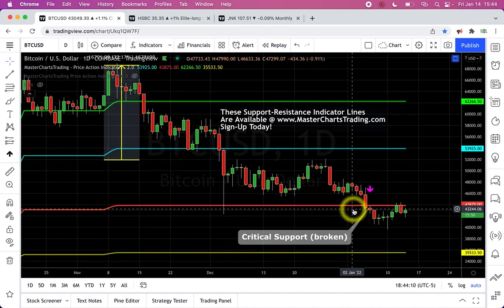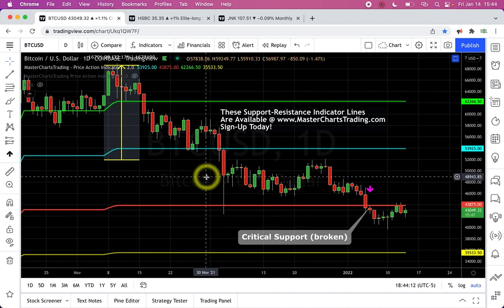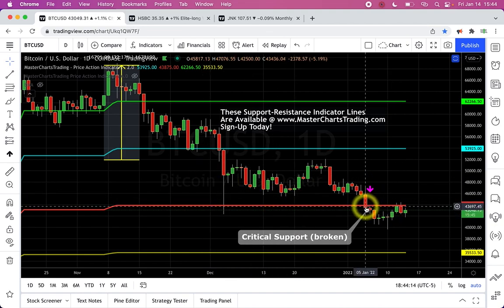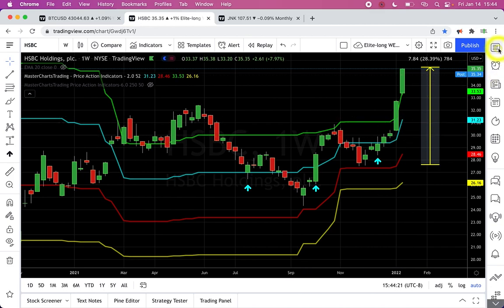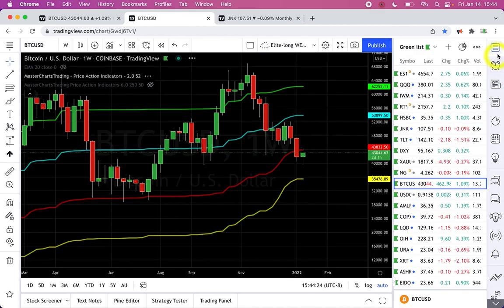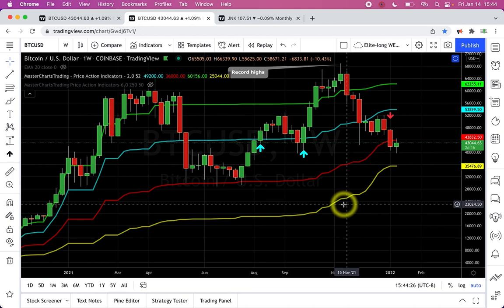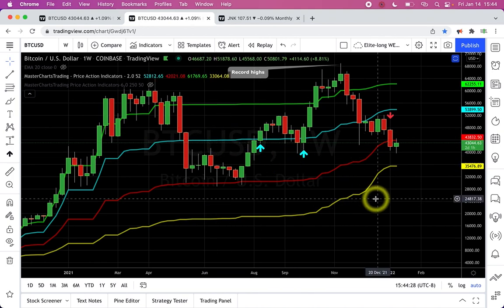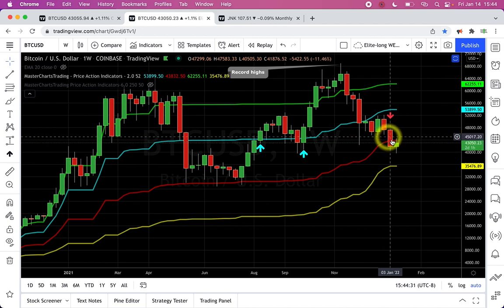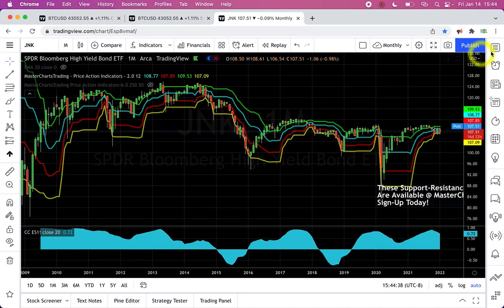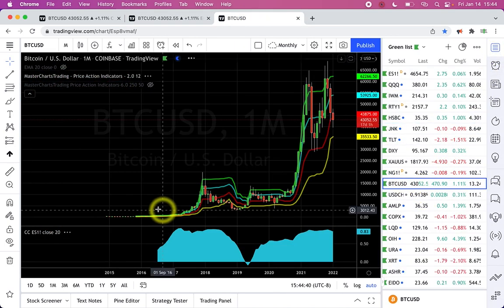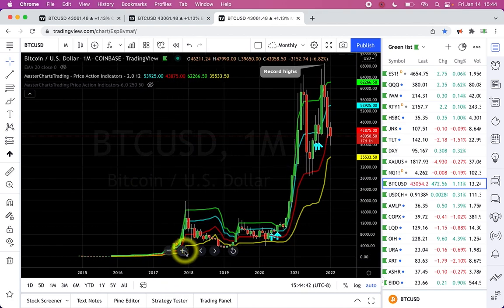And wrapping up, here's Bitcoin. So Bitcoin has broken support. This is a huge deal. At least it broke support on daily charts. Now, on weekly charts, it's not as significant. Reason being is because Bitcoin is traded 24 hours a day, so this 7 days or 5 days period is sort of irrelevant. But we can look also on a monthly chart.